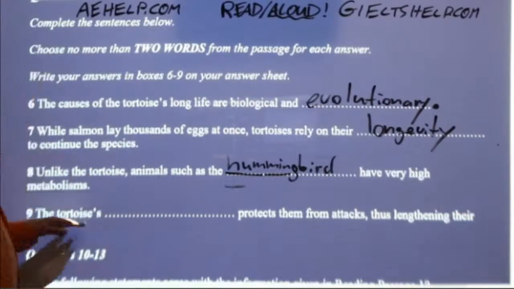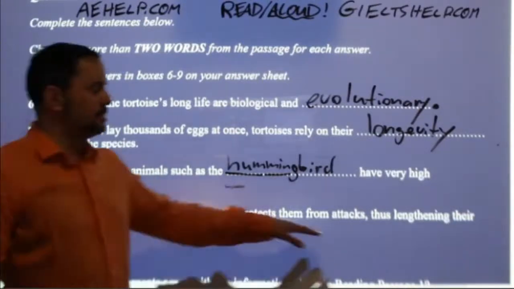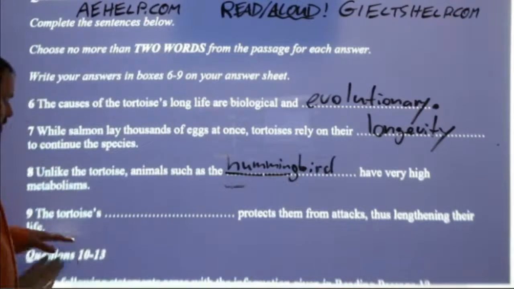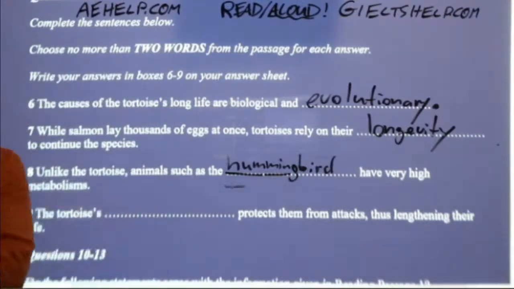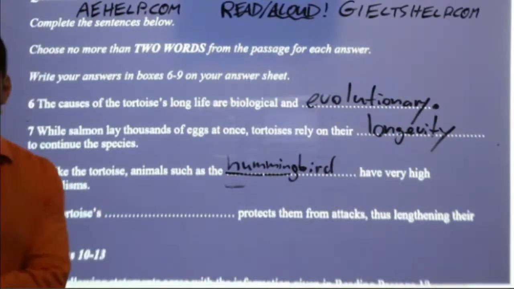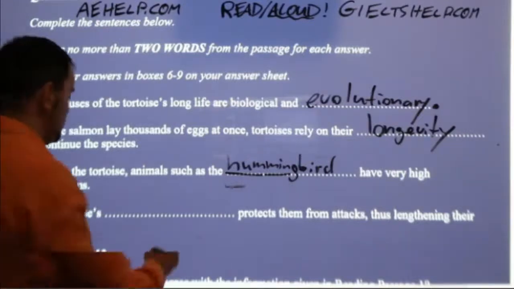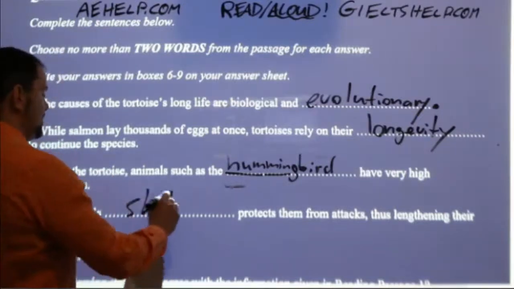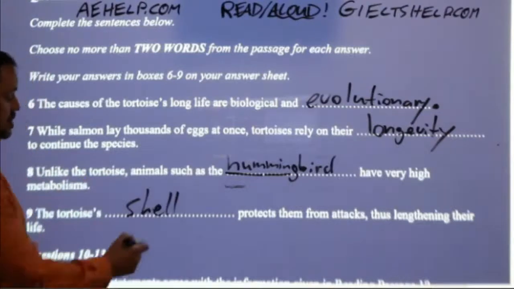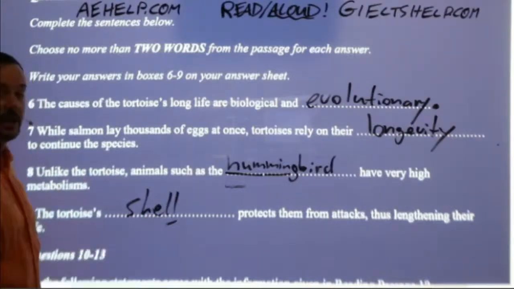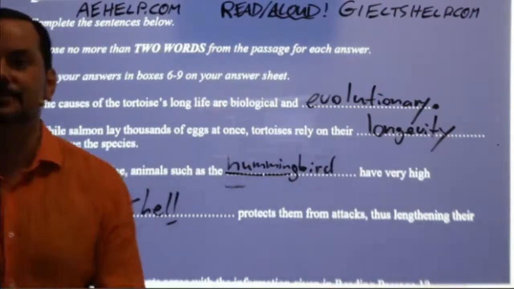Number 9, the tortoise's something protects them from attacks, thus lengthening their life. You should all get this. This is a Band 4 level question, so everybody should get this, no problem. Shell it is. Very good, Abhishek, Dr. Krishna. So you should not spend a lot of time. Just be careful. Shell. It's a double L. It's a strong L sound, okay? All right.